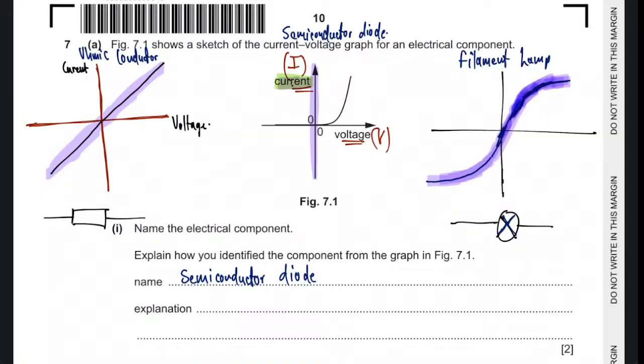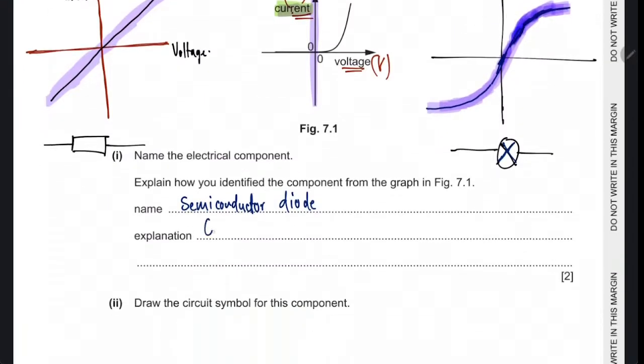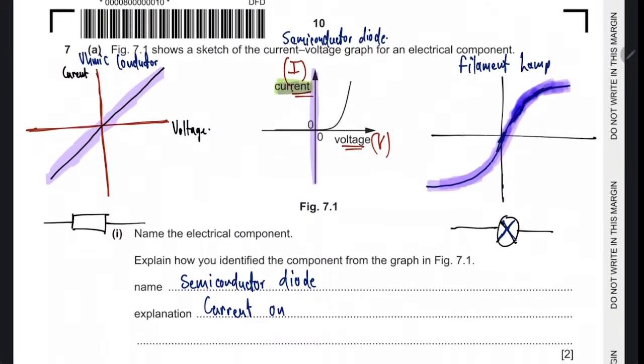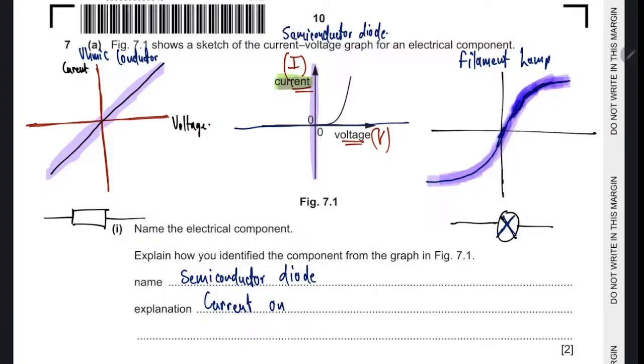So, how did you see? You can see current only. In other words, it doesn't go below here. It doesn't go below 0. You don't find anything here. Only for the diode. Here you can see for our ohmic resistor, we had it here, or ohmic conductor. Here for our filament lamp, we had current in the opposite direction. But we don't have current in the opposite direction for a diode.